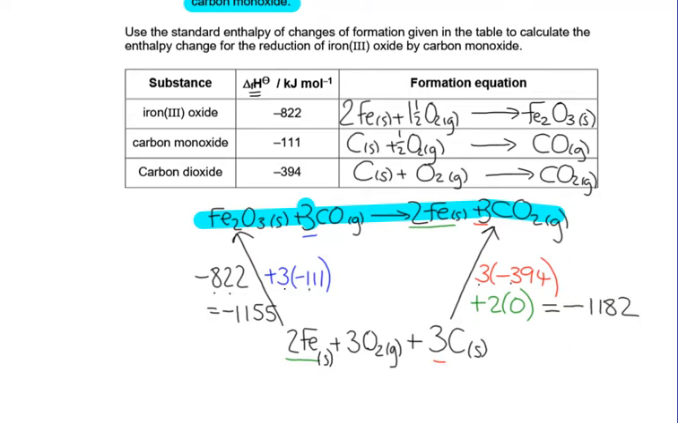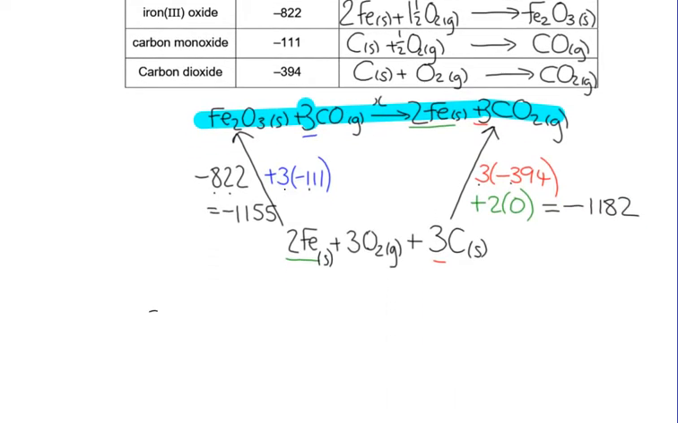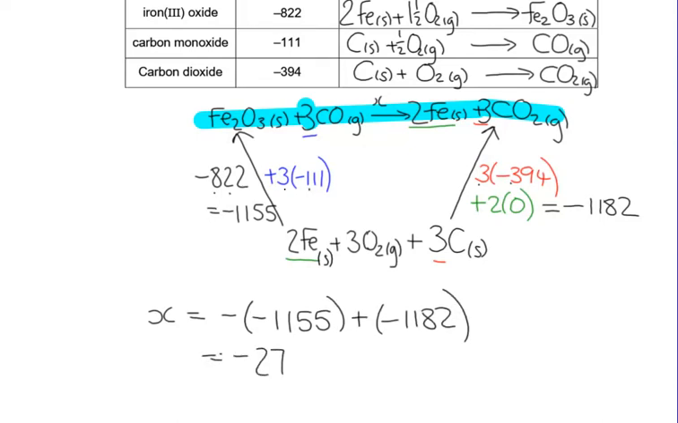Can you work out what the value across the top would be? What would be the unknown enthalpy change? So I'm going backwards against that first arrow, so minus brackets minus 1155 plus the second arrow, because I'm following it. Work that out on your calculator. I got minus 27 kilojoules per mole.